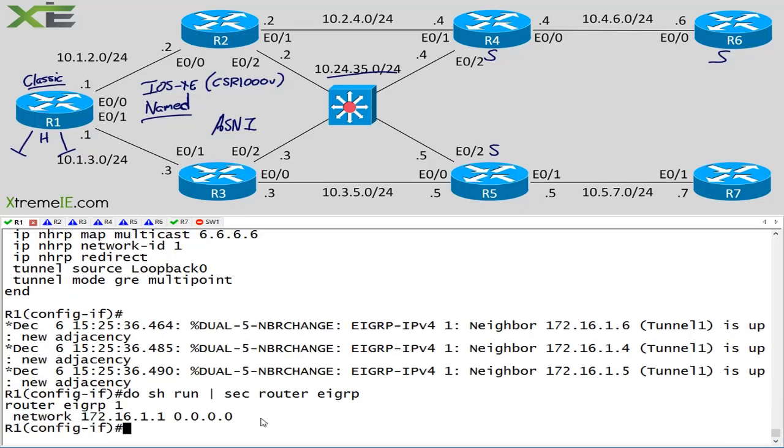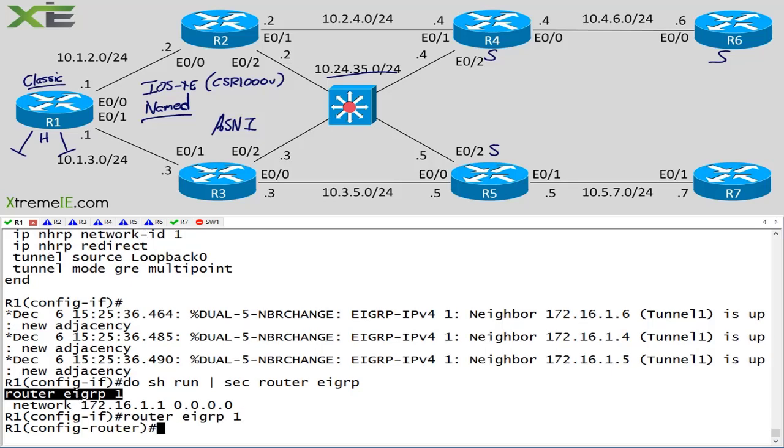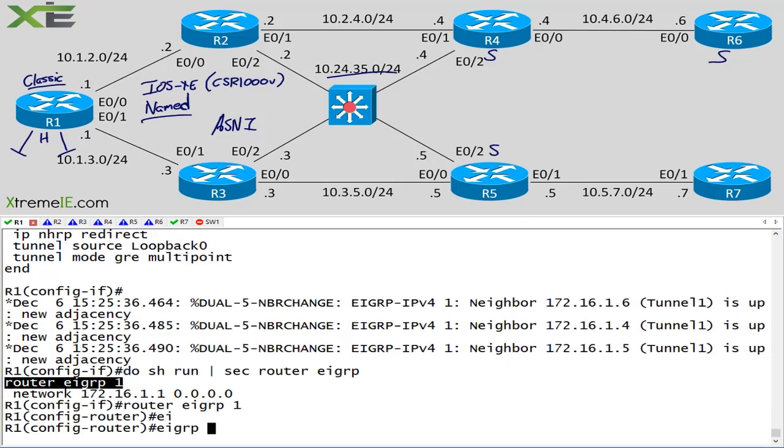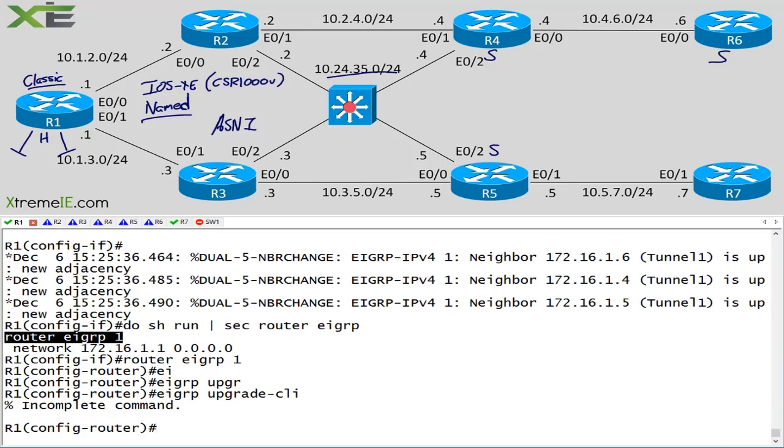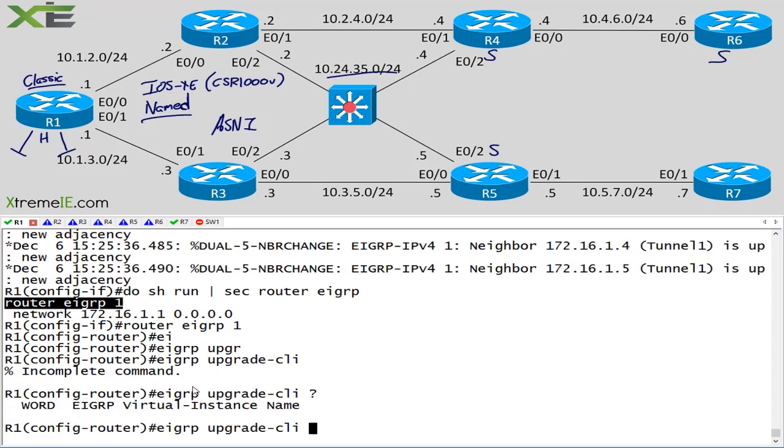There's my classic mode EIGRP configuration, but again, I need it to be named mode. So what I'm going to do is enter the process. I'm going to say eigrp upgrade-cli, and you know what? I make this mistake a bazillion times. You would be surprised how many times I make this mistake. I always hit enter here and it says incomplete command, and I have to up arrow, and I forget that what it wants is the actual name.